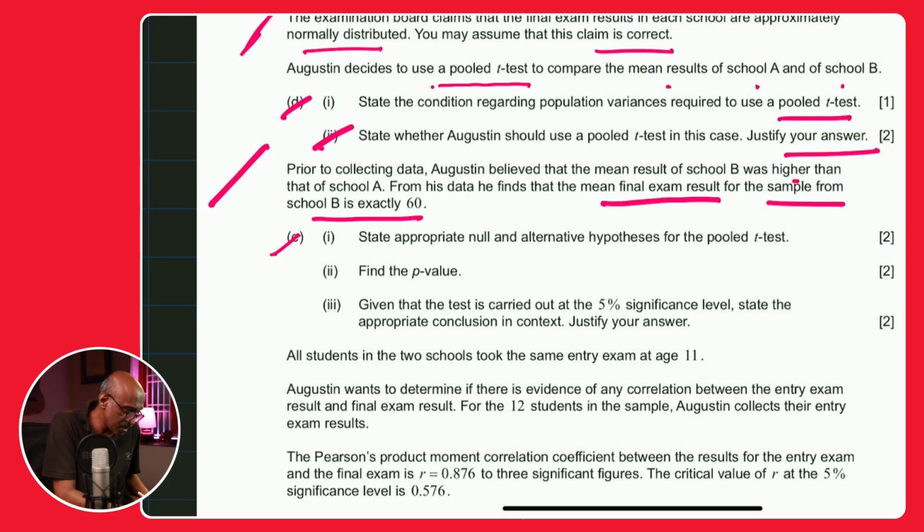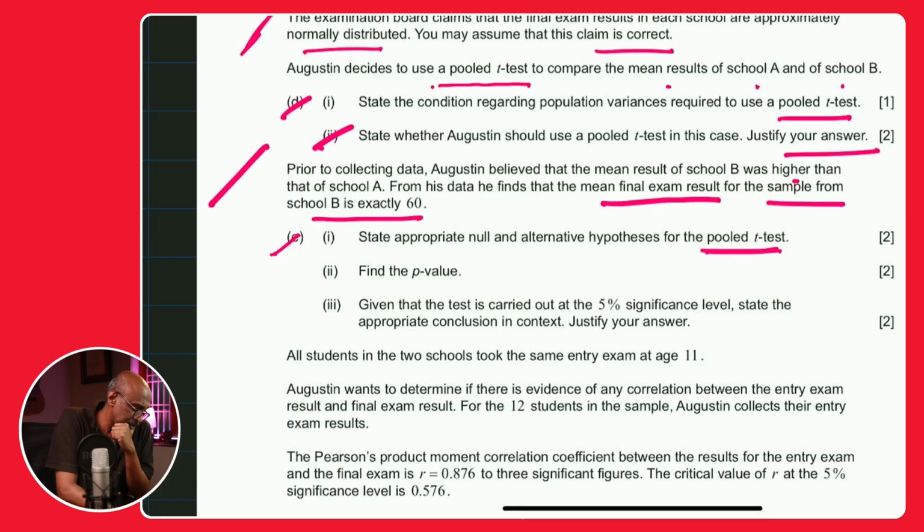State appropriate null and alternative hypotheses for the pooled t-test. We already established that in the earlier video, so you can go and take a look at it. That's why we're using the pooled t-test. In this video, we're just going to use it and show how it is to be used. Augustine believed that the mean result of school B was higher than that of A. So if mu B is the mean final exam result from school B, then mu B must be greater than mu A. The null must be that they are just equal, there's no change, and then it's being challenged by this particular sample.